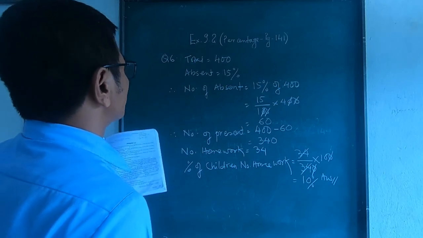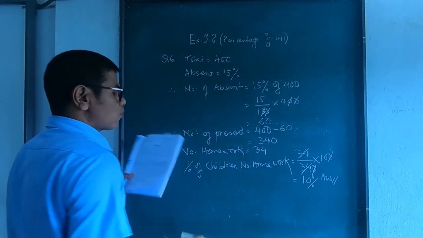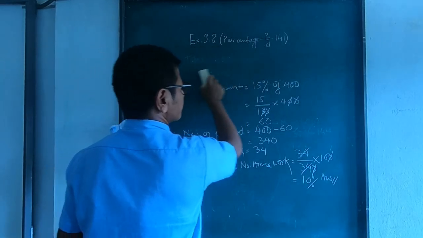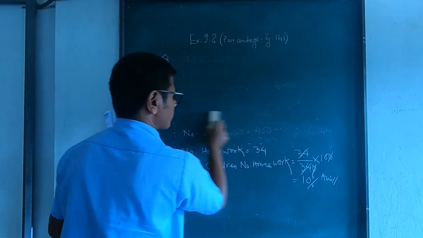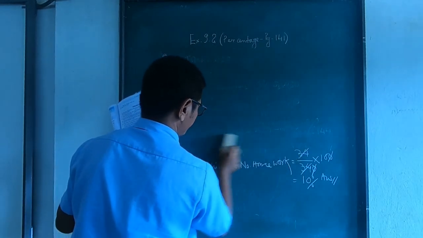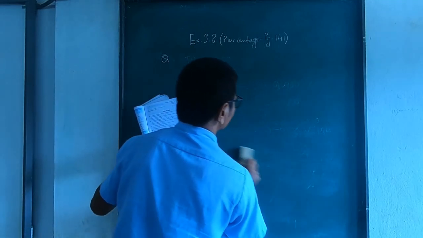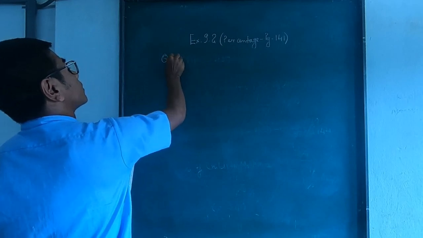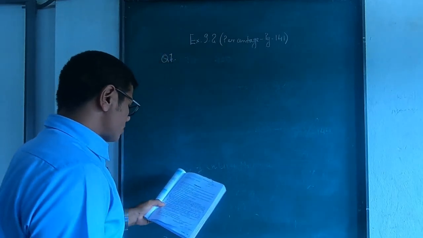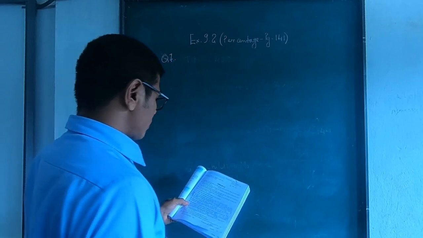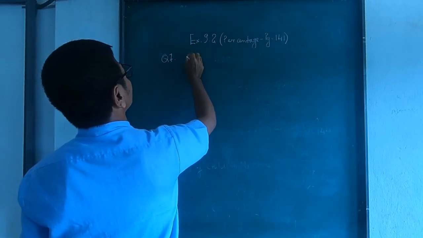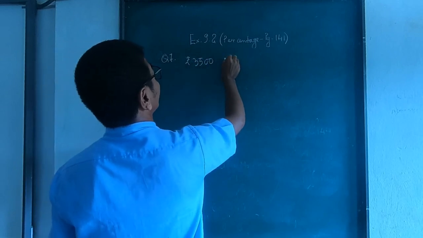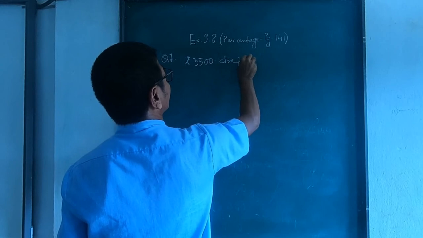This is question number 6. Now we'll move further to question number 7. In question 7, to make a draft of 3500 rupees. Okay?